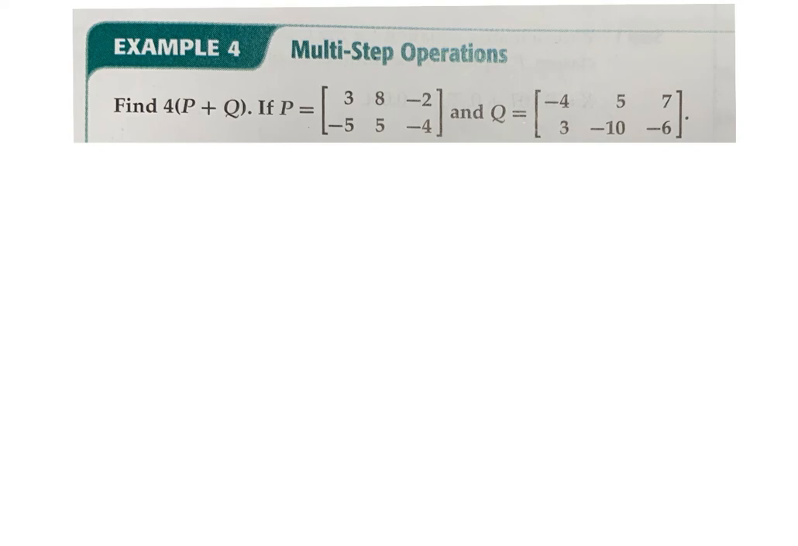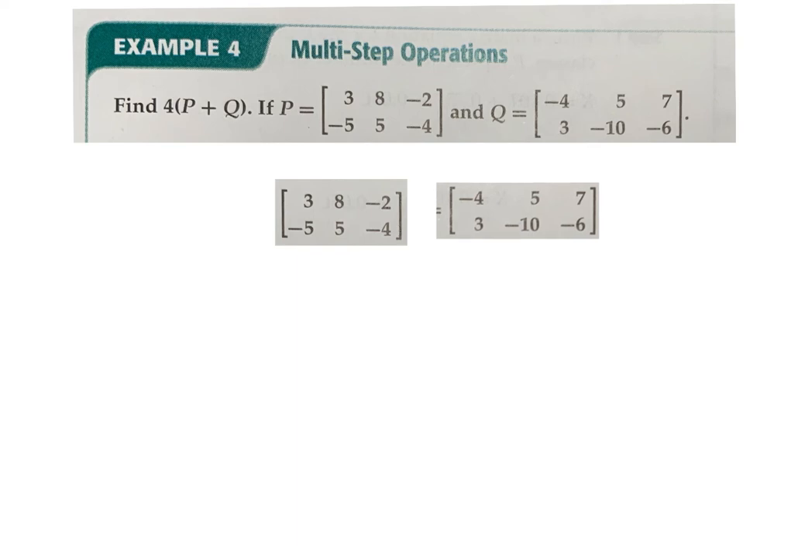All right. So multi-step operations. You treat these just like you would order of operations. So you either need to distribute the 4 through to both of them, or you need to add them first and multiply by 4 at the end. Okay, so those same rules that you would think of with order of operations apply to matrices. And so for this one, you would need to add the two matrices first and then multiply by your 4.